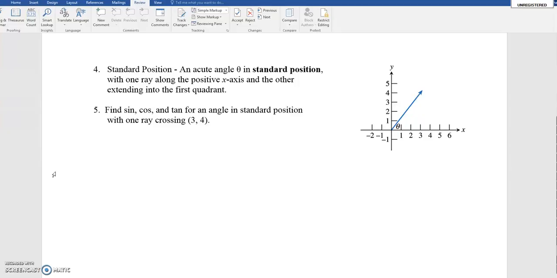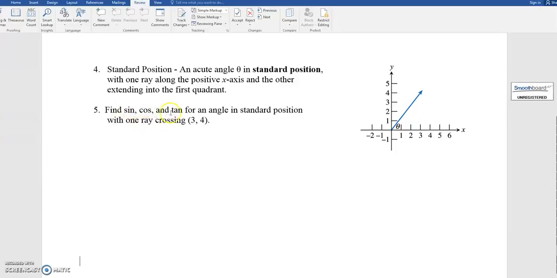So if we ever say, consider this in standard position, what this means is a leg in our right triangle is going to be on the x-axis, and then generally the hypotenuse of our triangle is going to be directed along some other ray. It says with one ray along the positive x-axis and the other extending into the first quadrant. It's just important that you know it's always the x-axis and then always some sort of ray that they're directing us to. So I think it's going to be easiest to look at an example and just run through that.